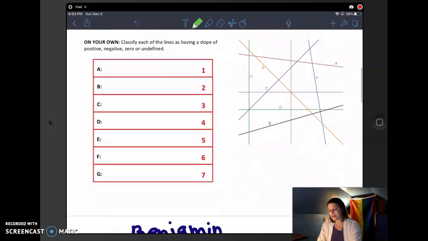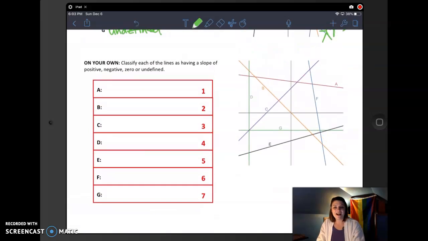All right, you guys are going to try A through G here, and then come on back and we'll do some more problems together.